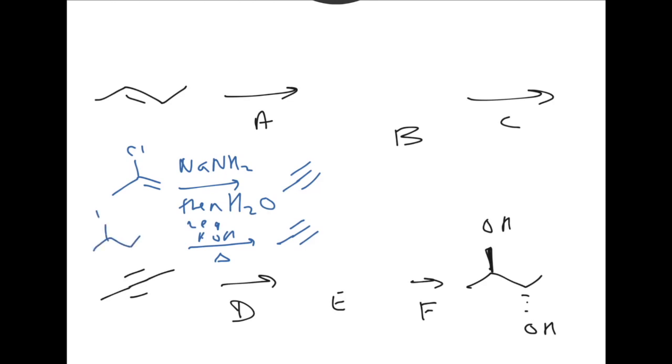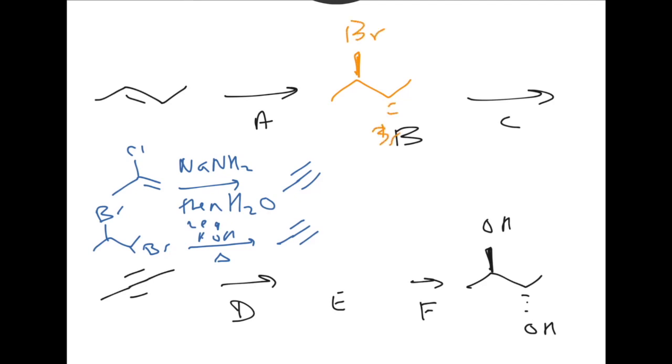You need to have a vicinal dibromide, right? Do you know how to turn an alkene into a vinyl halide? The answer is no, you don't. But do you know how to turn an alkene into a vicinal dibromide? Right? So, since we know how to turn an alkene into a vicinal dibromide, more than likely our compound B is going to be the dibromide.